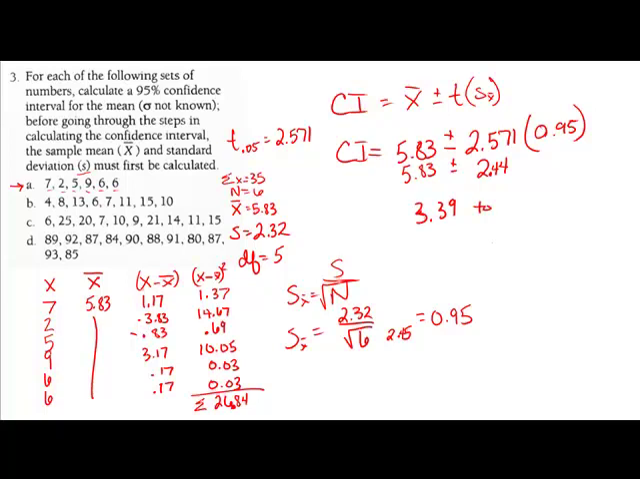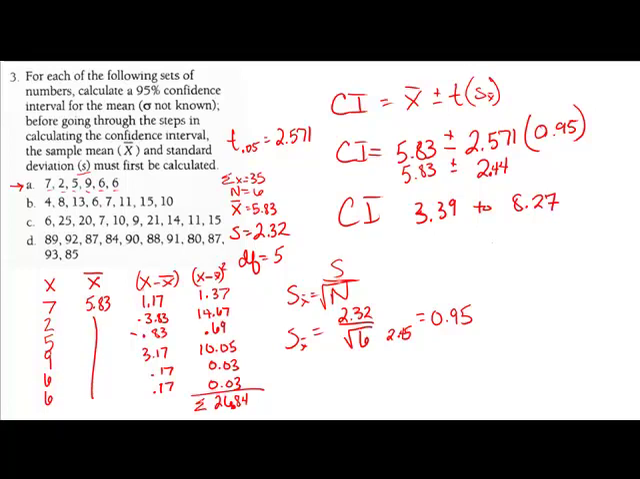And for the upper bound, we will add our 2.44 to 5.83 and get 8.27. So our range, our confidence interval, is between 3.39 and 8.27.